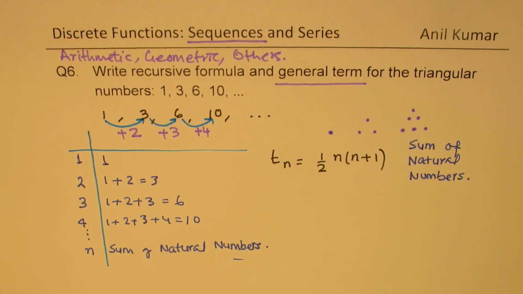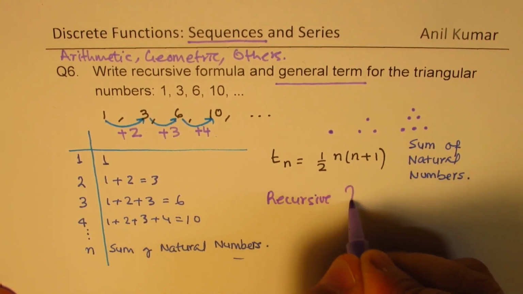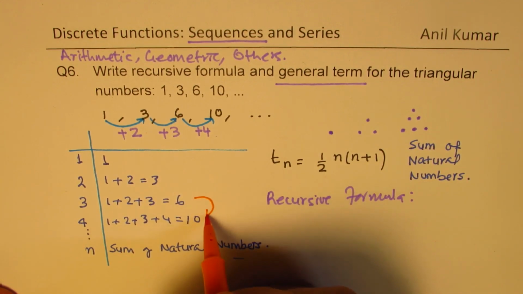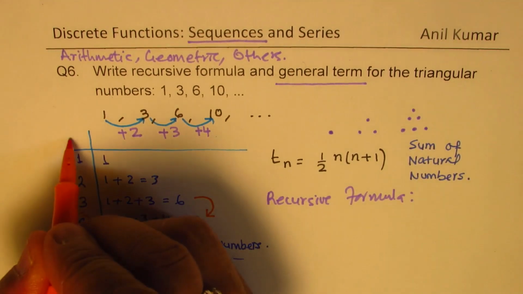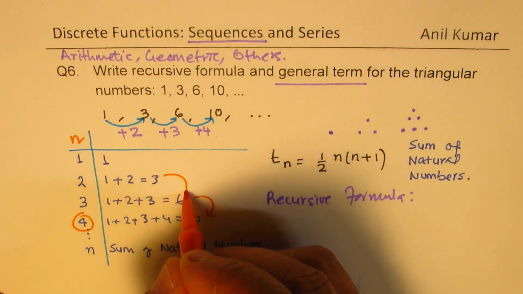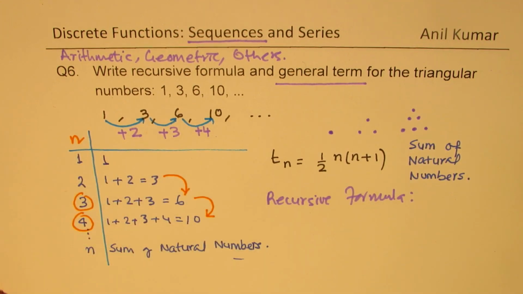Right? Now, how do we get the recursive formula? Recursive formula, how do we get? You have to figure out that. Let's see that. That is to say, we have to see how do we get 10 from 6. If we know 6, how do we get 10? We are adding this number 4, which is our term number n. Do you get the idea? How do we get 6 from 3? We are adding 3, right? Which is n. So that is how you get it.